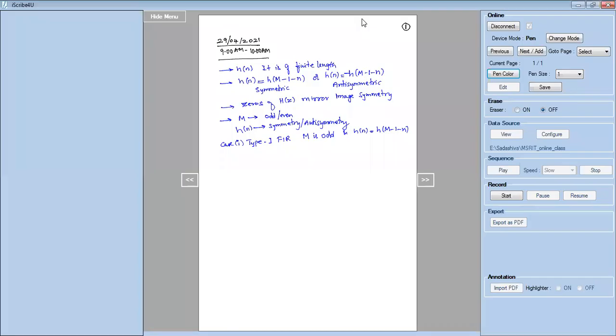Class representatives, please instruct your classmates to mute their mics.